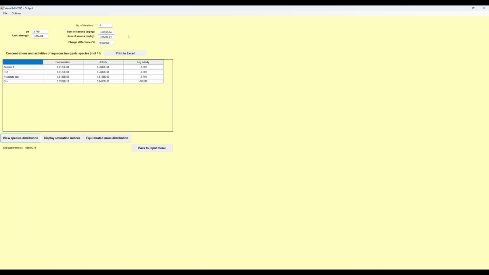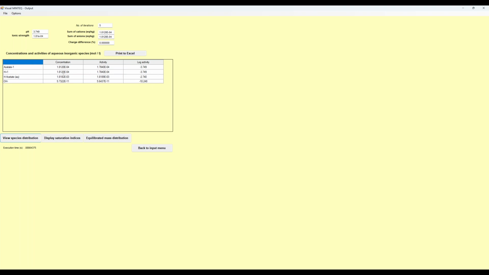So this is the result of the software. So obviously it's giving us the pH of the solution, 3.749, pretty accurate. And then the ionic strength based on the solution that we have, the total concentration. Then these are the sum of cation, sum of anion, and this is the charge difference. So here is charge balance. So this is basically the core of calculation, that iteration, the flow chart that we talked about in the lecture.